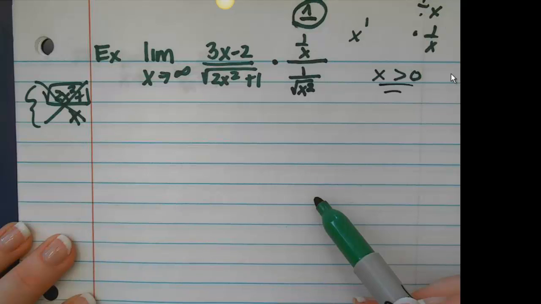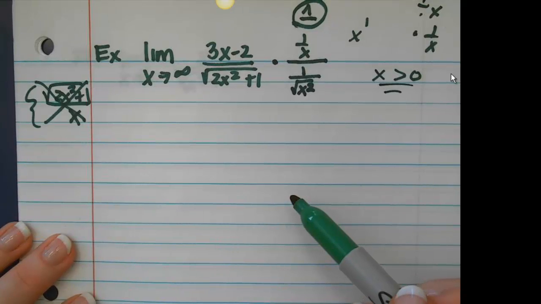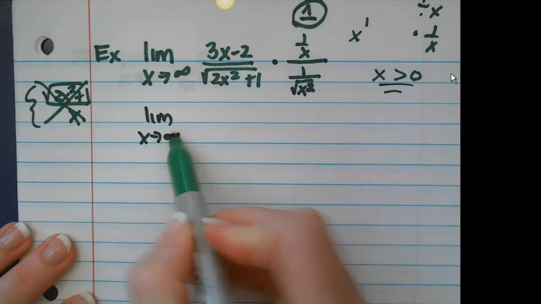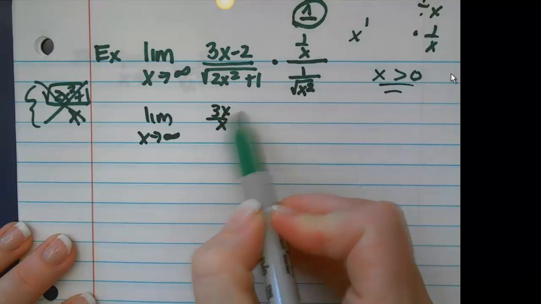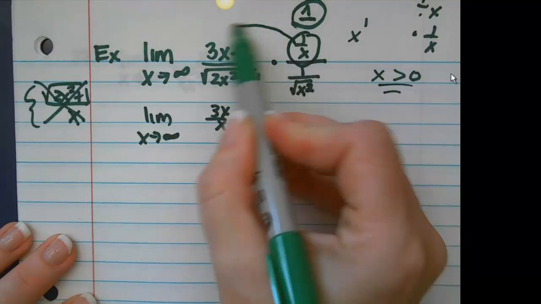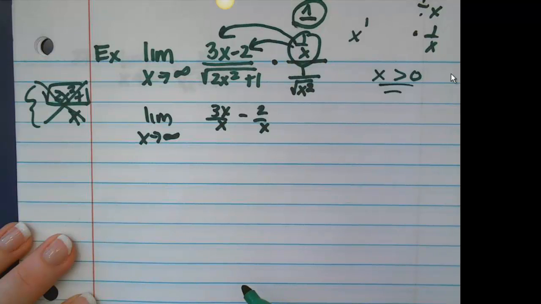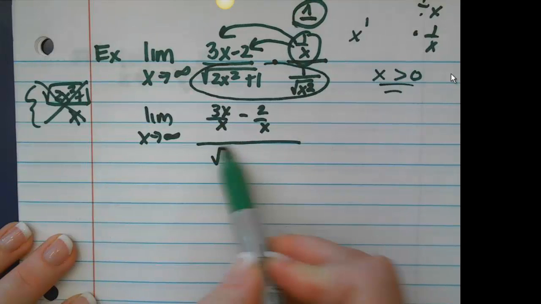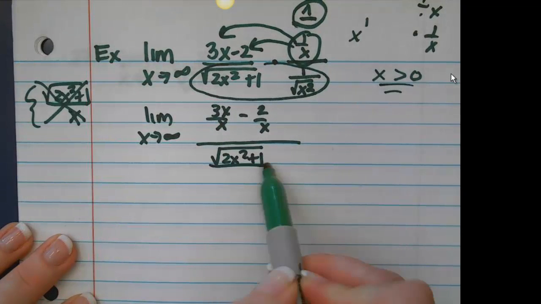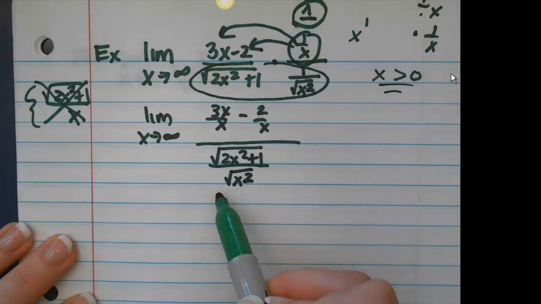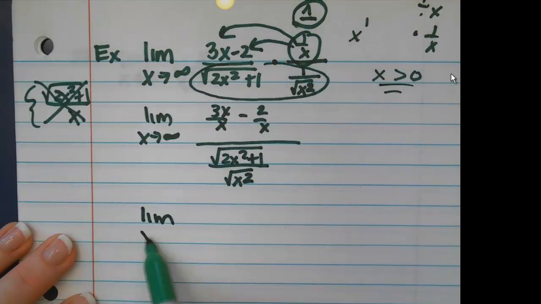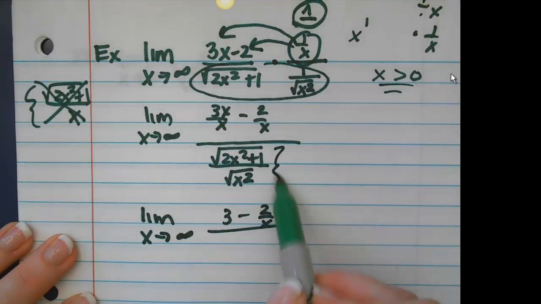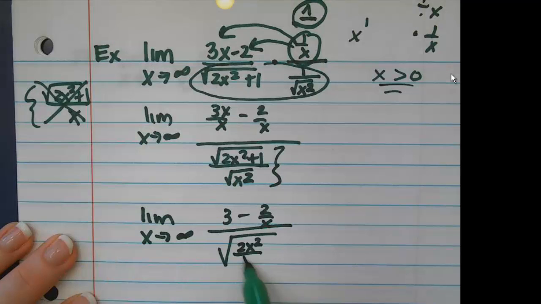And this fact will become a little bit of a sticky wicket when I do an example problem from your homework. All right, so as we move on, I have the limit as x approaches infinity of 3x over x minus 2 over x when I take this value and distribute it to those terms. And then when I multiply this across, I'm left with the square root of 2x squared plus 1 over the square root of x squared. In my next step, the limit as x approaches infinity, I get 3 minus 2 over x, and I can rewrite this with just a single radical.